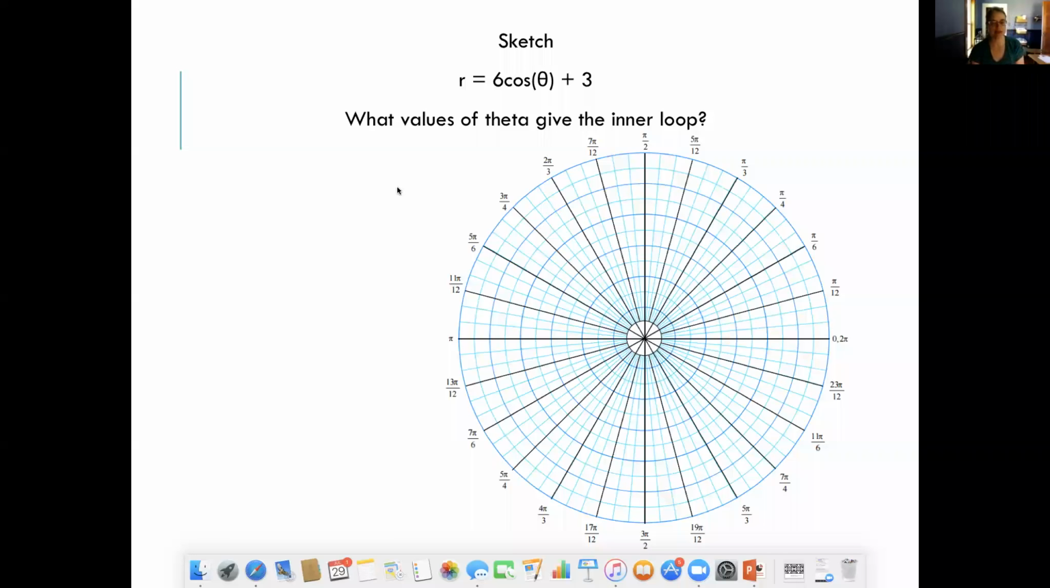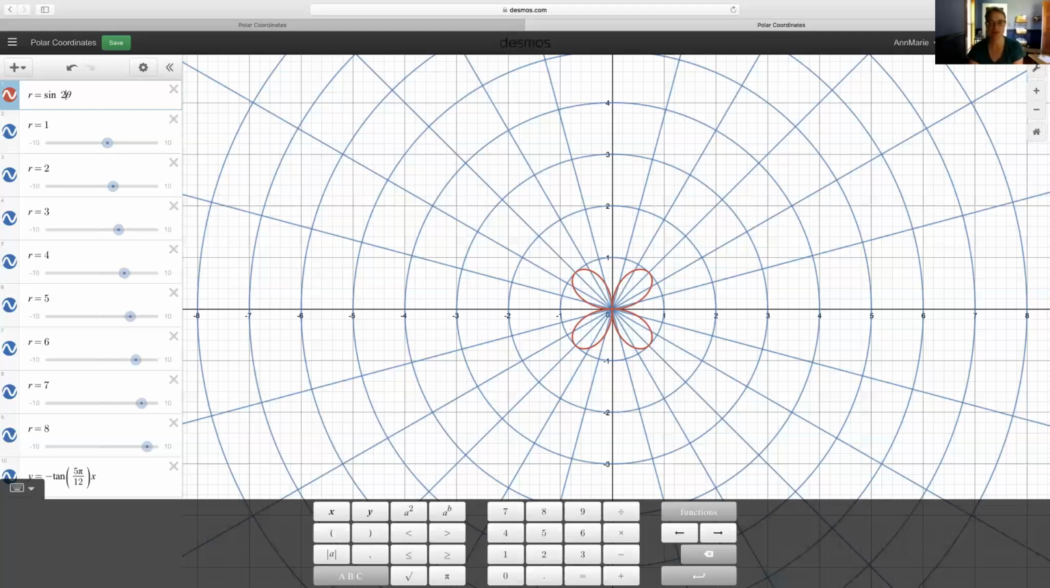Let's look at the next one, which is r equals sine 3 theta. So make my 2 a 3, and we get a 3 leaf rose. Okay, what if r is sine 4 theta? We get an 8 leaf rose. 5 theta, 5 leaf rose.